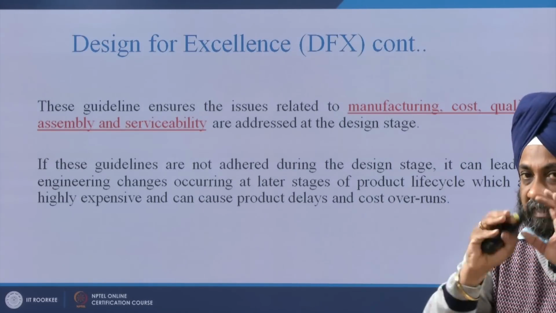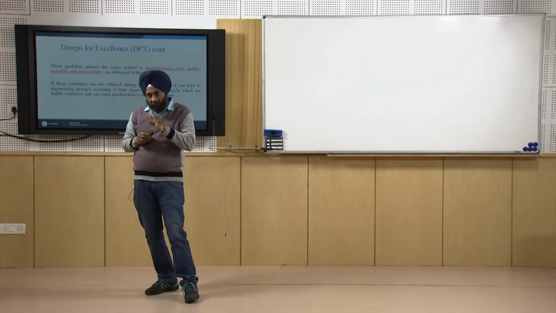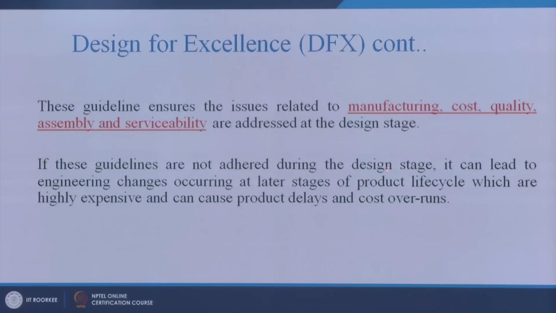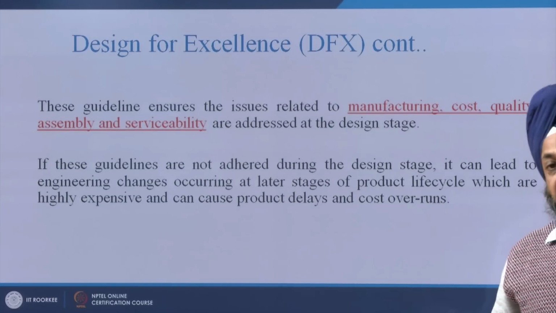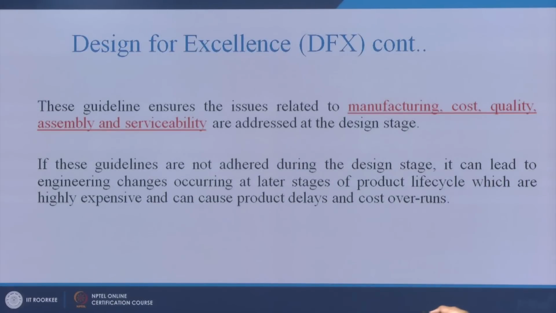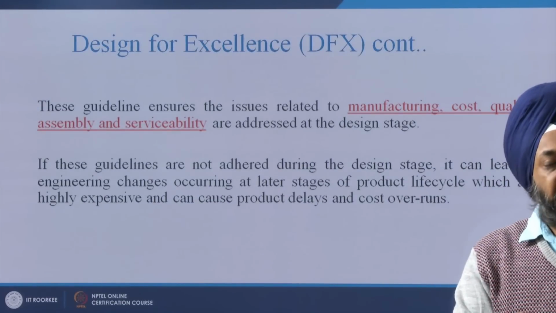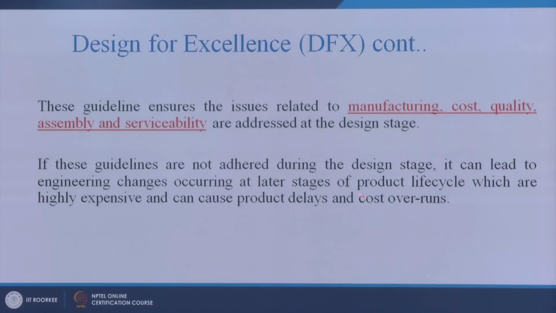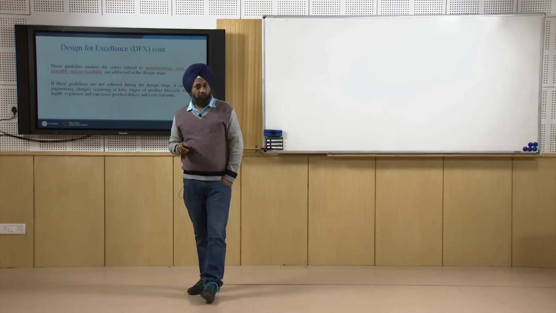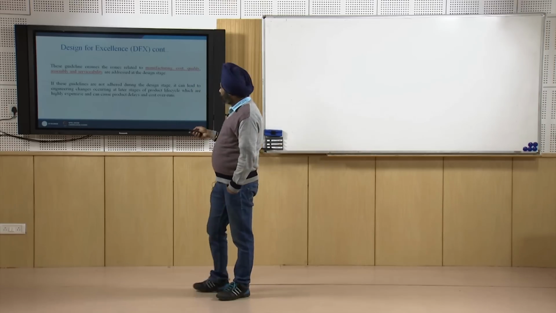So I think whatever I explained in the initial discussion for today's discussion is explained in a much better manner in these sentences: if we take care of these guidelines, we achieve good manufacturing, low cost, high quality, easy assembly and good serviceability. If we do not adhere to these guidelines, it can lead to highly expensive product delays and cost overruns. So we are losing on all accounts if we do not follow these guidelines during the product design process.